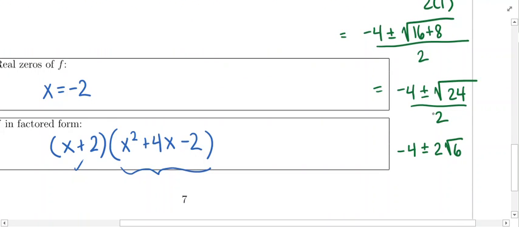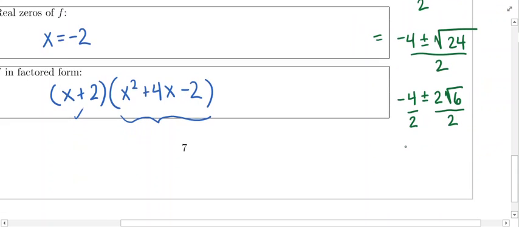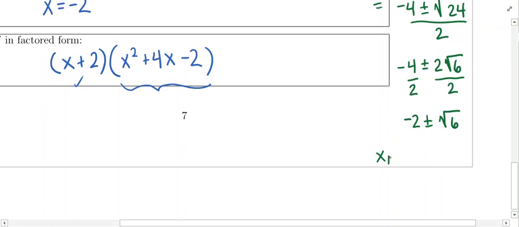And then in the bottom we have to divide by 2. Everything gets divided by 2. The -4 gets divided by 2, as does the 2 square root of 6. That simplifies to -4 divided by 2 is -2, plus or minus 2 divided by 2 cancels, leaving the square root of 6. So what this is telling us is what the other two x-intercepts are. The first x-intercept we see, we choose the positive sign in the middle. That's going to be -2 plus the square root of 6.